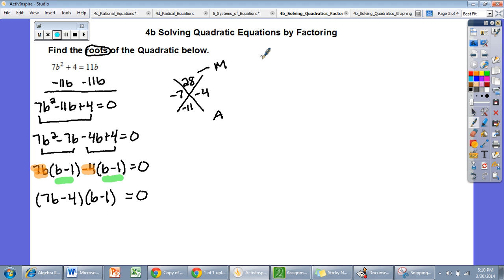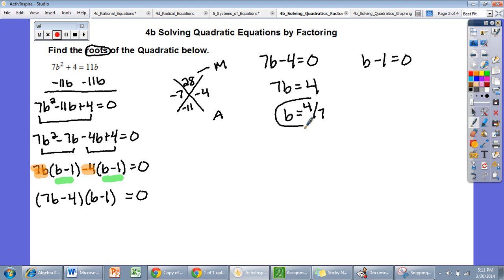So you would set up two different equations, 7b minus 4 equals 0, and also b minus 1 is equal to 0. And you would solve each of those. So I'm adding 4 to the other side, 7b is equal to 4. Then I'm dividing by 7, so b is equal to 4/7. So that's one of my solutions. Okay, the other one, I just add 1 to the other side, so b is equal to 1.